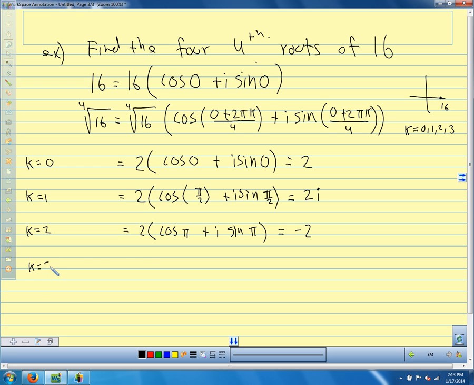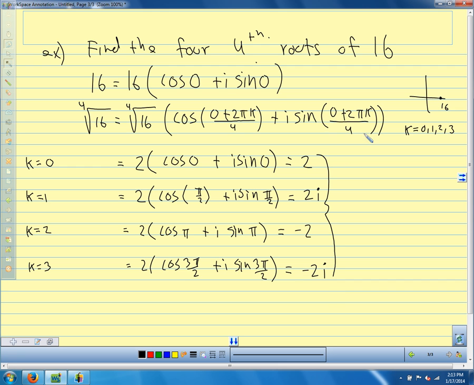And for k equals 3, I get 2 times the cosine of, multiply 2 pi times 3, so I get 6 pi over 4. So that's going to be 3 pi over 2 plus i sine 3 pi over 2. Cosine of 3 pi over 2 is 0. Sine of 3 pi over 2 is negative 1. So I get negative 2i. So those are my 4 fourth roots of 16.